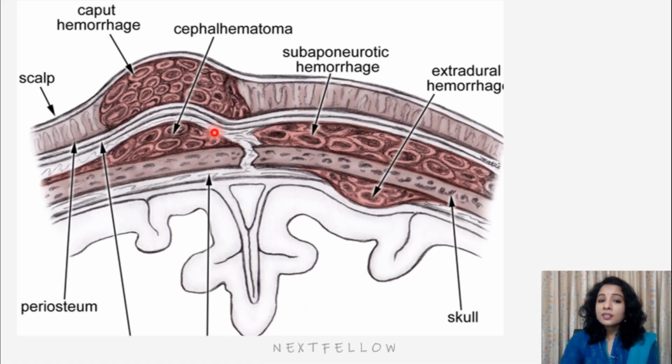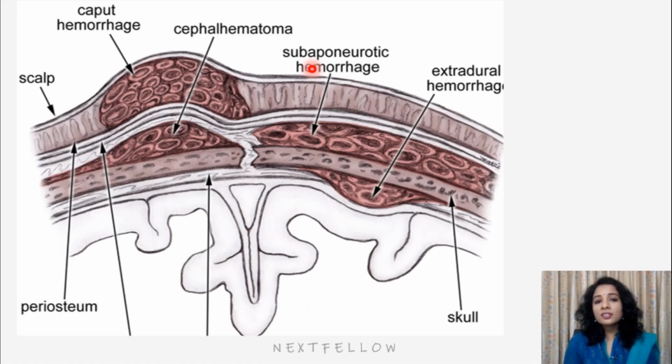Next, suppose there is a further tear of the periosteum, then the blood starts collecting in the loose areolar tissue, which is called a sub-aponeurotic hemorrhage or subgaleal hematoma. And subgaleal hematoma, that is, a fracture of the cranial vault, is associated with tearing of the dura and pericranium.